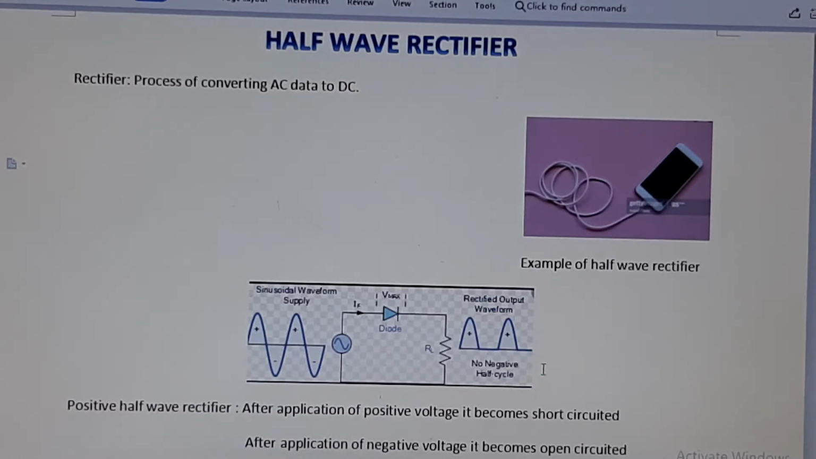Now at first we have to understand what a rectifier is. Let me give an example. In the figure we can see a phone. When we charge our phone, we apply an AC voltage. As long as the current is in the positive region, the phone gets charged. But when it is in the negative region, the current starts flowing in the reverse direction and the phone gets discharged. Now, how to solve this problem?